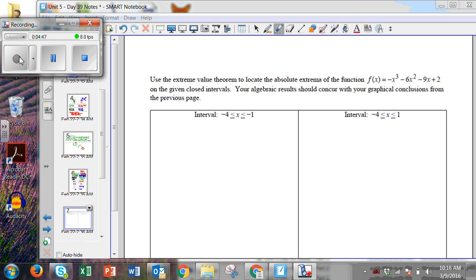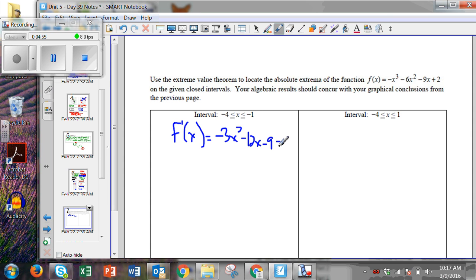Okay, so the first thing I need to do using the extreme value theorem is to take the derivative, which we did on the previous page, and set it equal to 0. We factor out a negative 3, and we set it equal to 0, we got x equals negative 3 and x equals negative 1. So as long as those are in the interval, then we can use those.